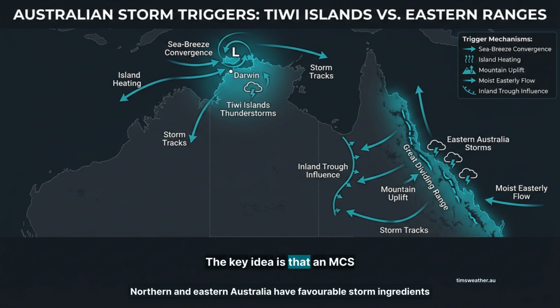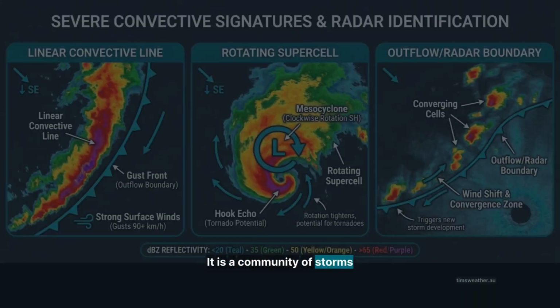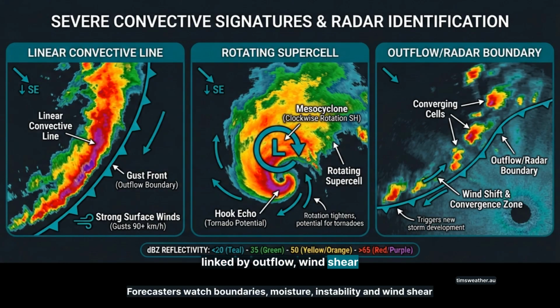The key idea is that an MCS is not just one thunderstorm. It is a community of storms linked by outflow, wind shear, and shared circulation. When those ingredients line up, scattered cells can become a long-lived severe weather complex, and that is why forecasters watch boundaries, moisture, instability, and wind profiles so closely.